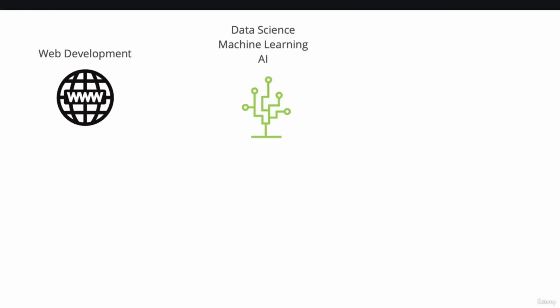Next item, data science, machine learning, and AI, which is artificial intelligence. So that's the other popular use of Python. Python can be used to process big data sets, which is common in data science. It can be used to create predictive models, which is part of machine learning and AI.